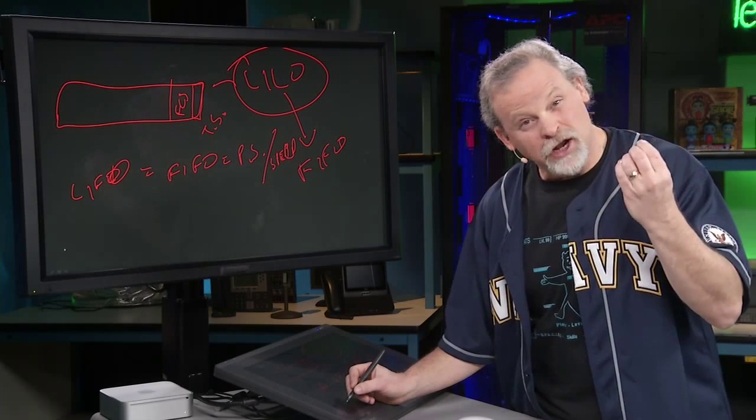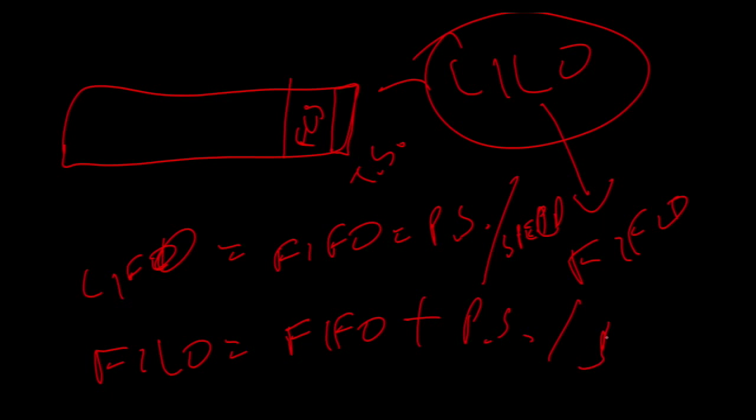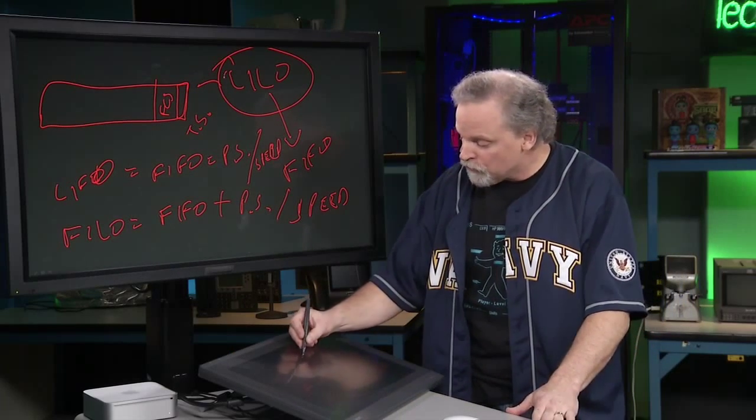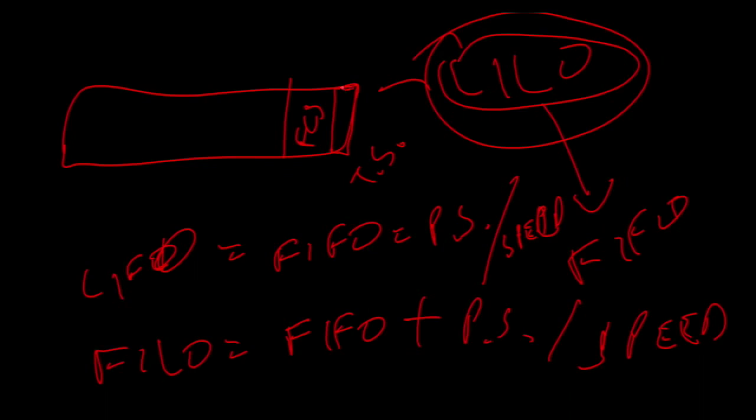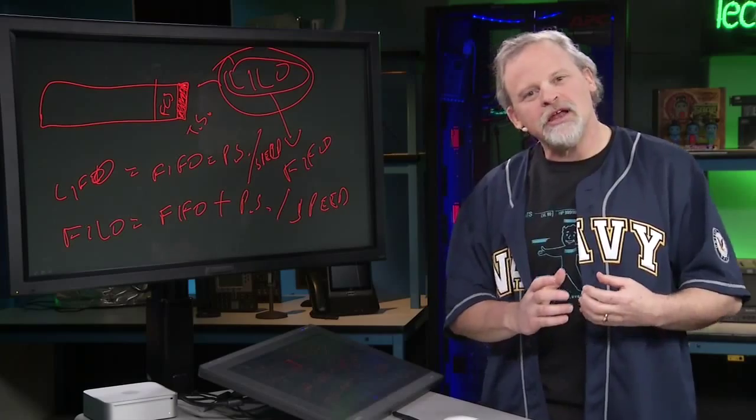Now, if we want our FILO measurement, our first in, last out, it's just the opposite, like associative math. FILO will equal FIFO plus my packet size divided by the speed of the link. And that's how we derive all this information from this one measurement, because the timestamp is always in the same place. Okay, so now we know that piece of it.